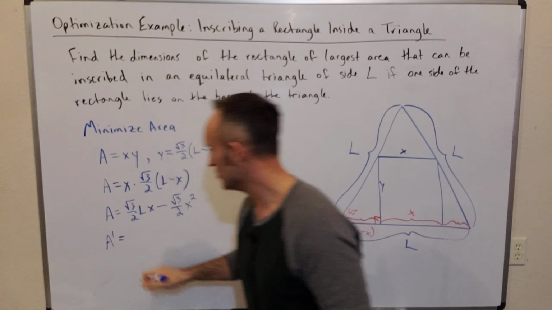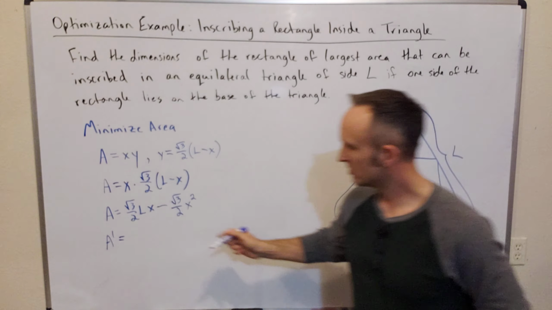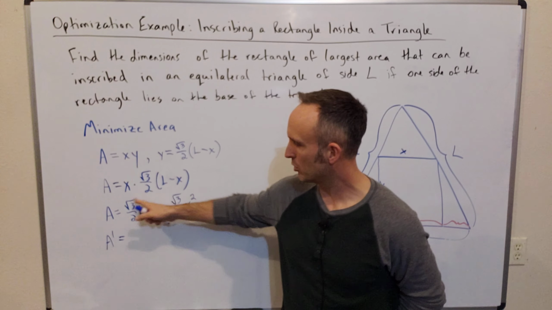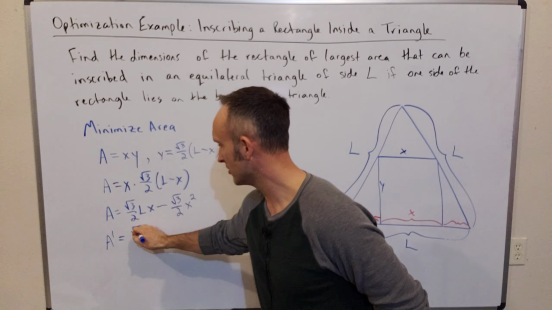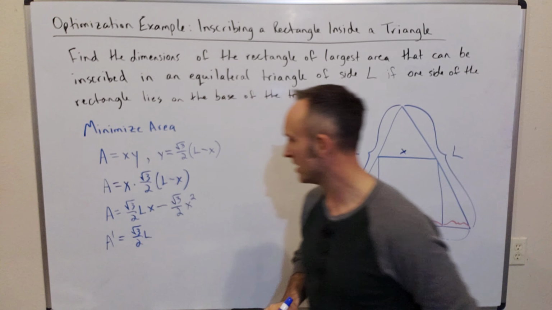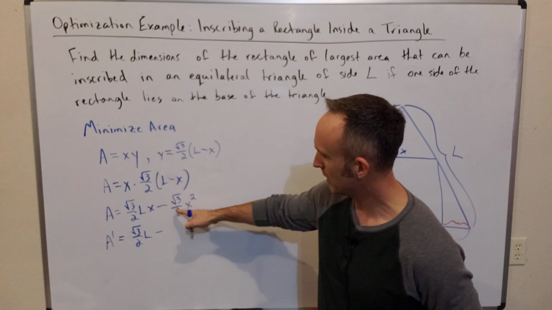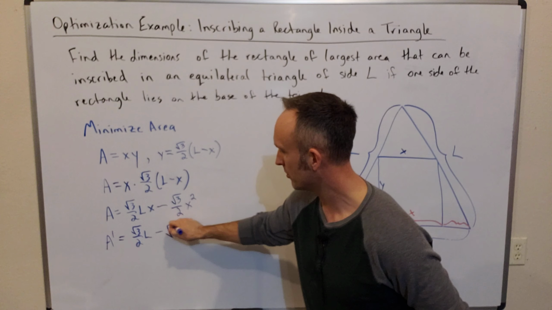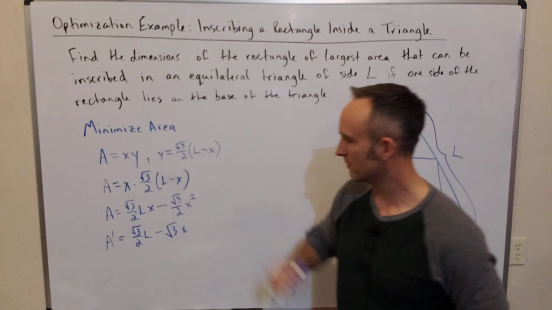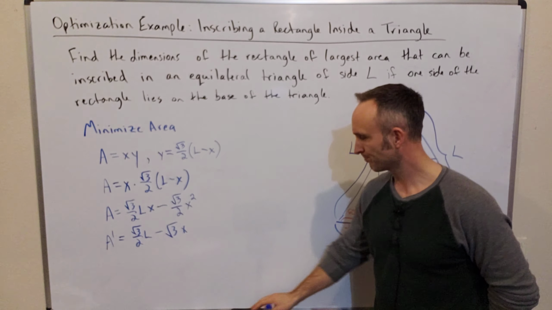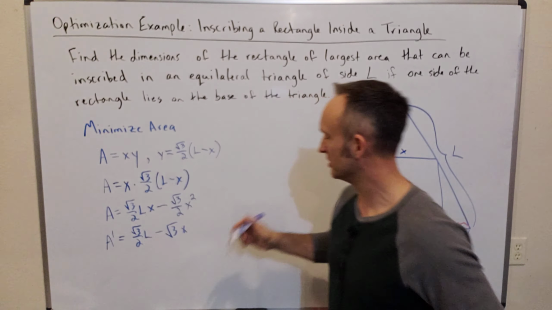So now I need to differentiate, find the critical numbers, and hopefully maximize this area. Differentiating, I carry my coefficient and differentiate x to get 1. So the derivative here simplifies down to the coefficient, square root of 3 over 2 times L. Minus, the power rule tells me to multiply my 2 by my coefficient, so I get the square root of 3, times x to the first power. And now I have my derivative. Once I have my derivative, I need to find the critical numbers, so I'll set this equal to 0.